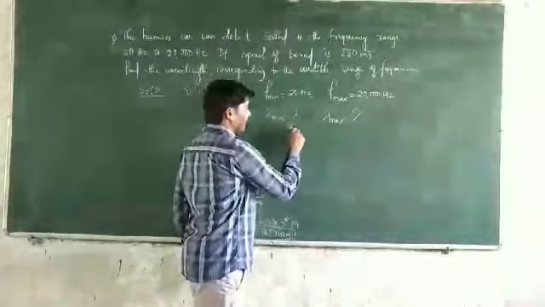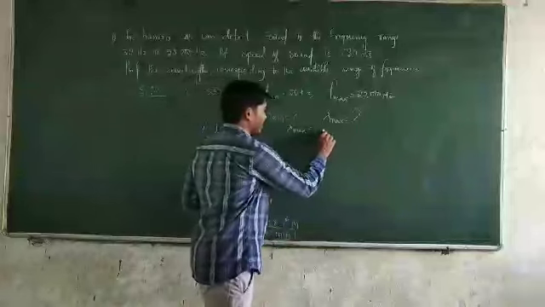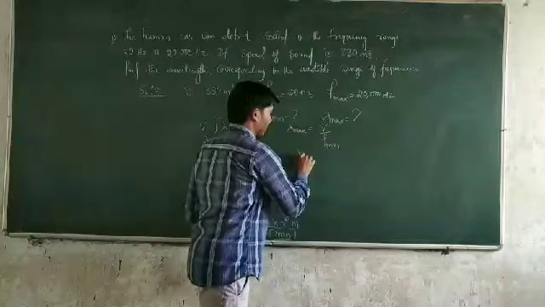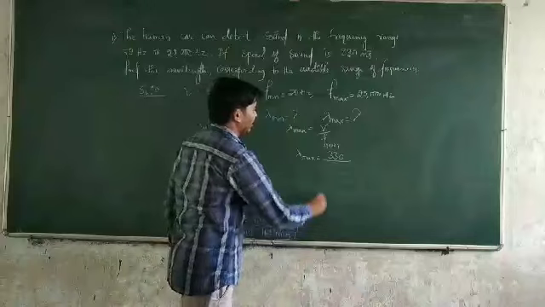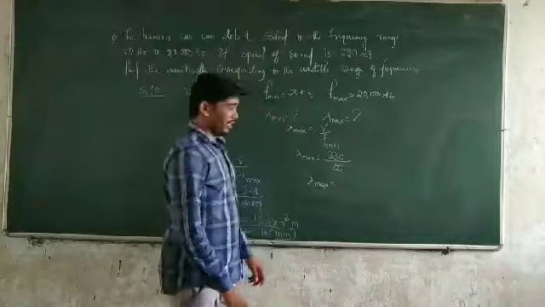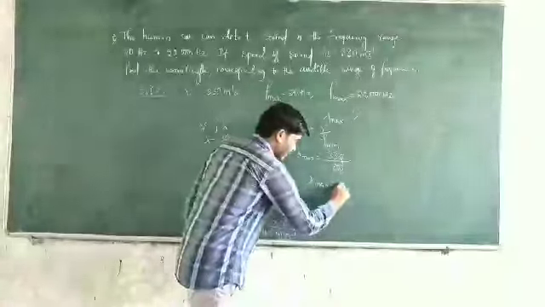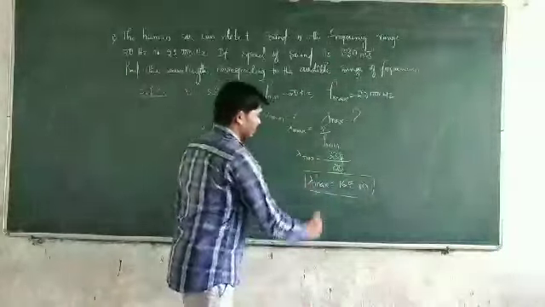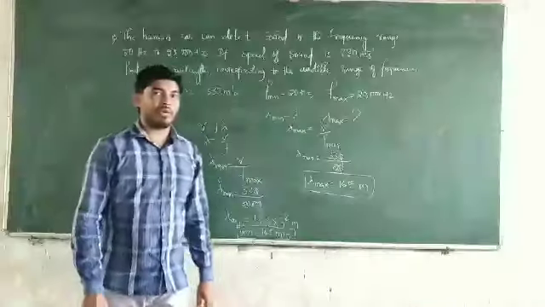Next, find out the maximum wavelength. According to this relation, again we are going to use v by f minimum. So lambda maximum is equal to v, which is 330, divided by f minimum, which is 20. So lambda maximum is equal to 330 divided by 20. 33 divided by 2, you will get 16.5 meter. So these are the two corresponding wavelengths for these two ranges of frequencies.